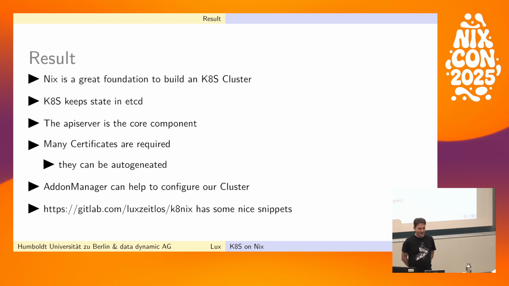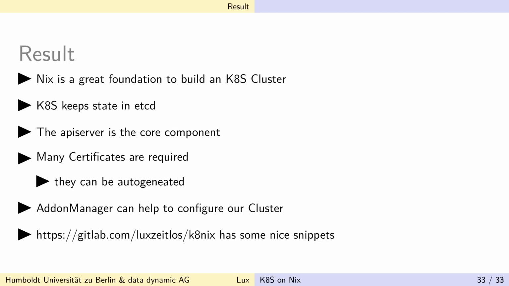So finally, I think Nix is a great foundation to build a Kubernetes cluster. And I think while the state is kept in etcd, that's not that bad. We can handle that. We need to understand that the API server is a core component, and all the components just talk with it, and that reduces much of the complexity that looks like it's everywhere.